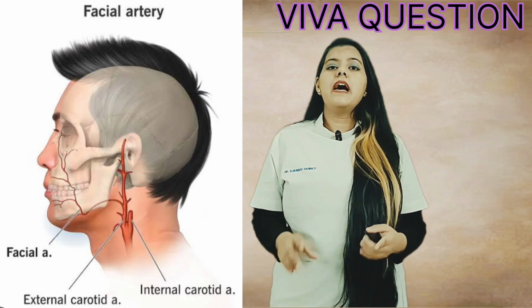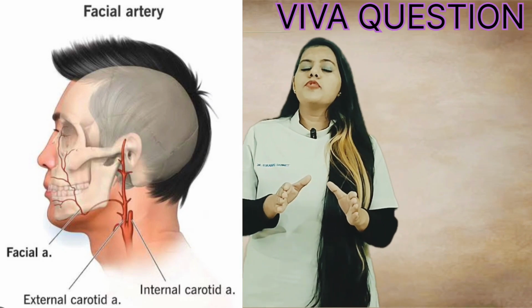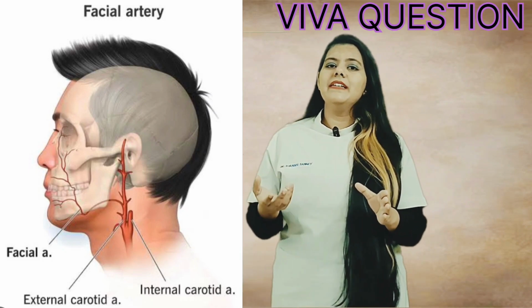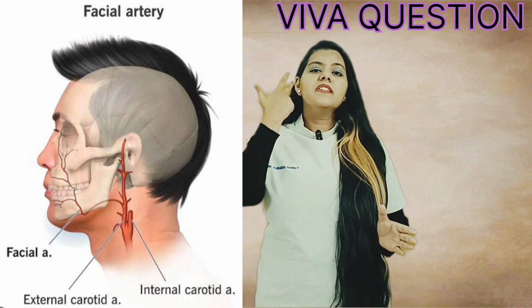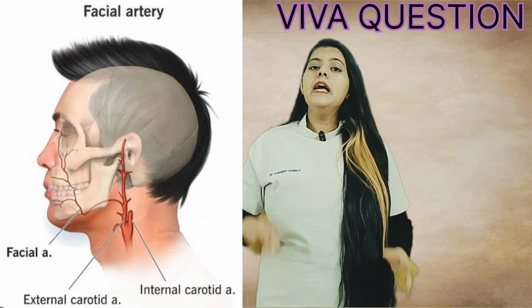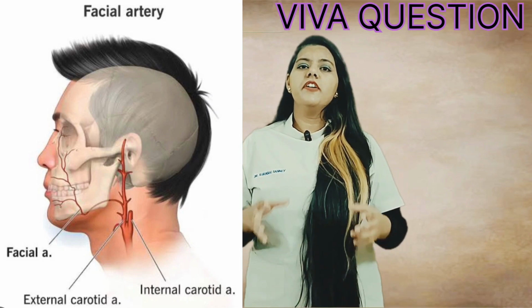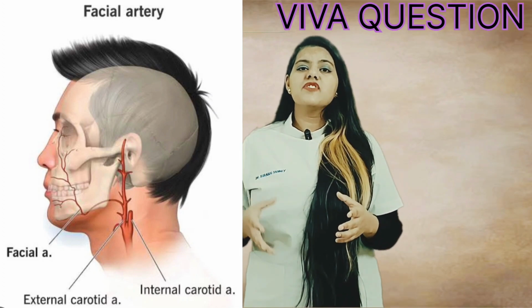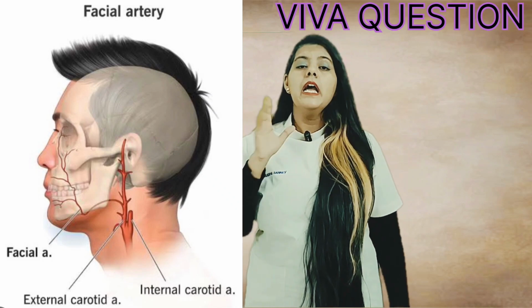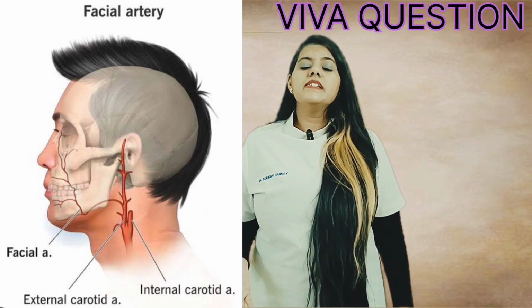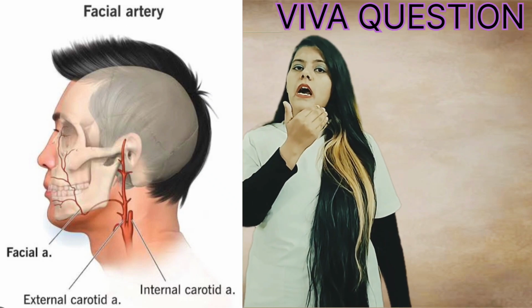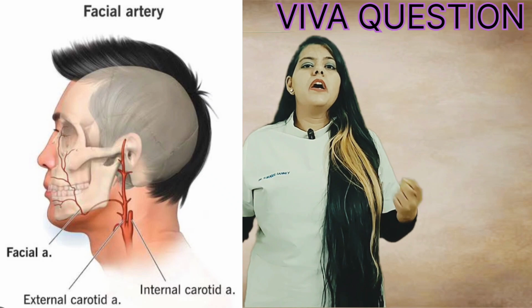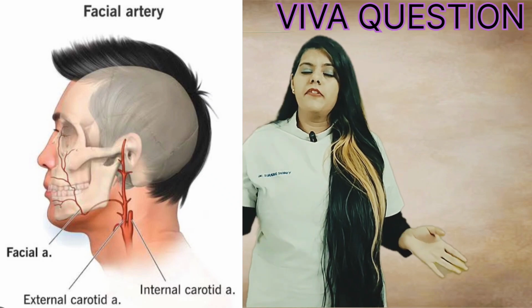So the answer is that the small posterior division anastomoses or interlinks with the infraorbital artery as well as the transverse facial artery, right? The second is the large anterior division, which will anastomose with the mental artery, right? And third is the medial angle of the eye, that means the branches of the facial artery anastomose with the branches of the ophthalmic artery, right?